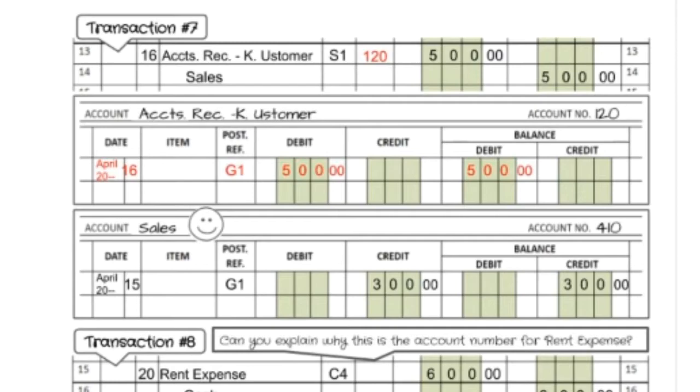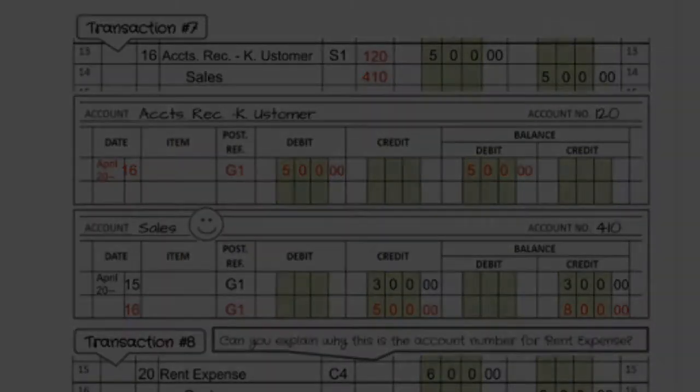to sales. So sales falls under owner's equity, and the business is smiling when it makes sales. So the normal balance side for sales is credit. So we'll copy our date, our post-ref G1, our $500 credit, and now we're adding it to sales we've already made. So $300 plus $500, $800 is now our current sales, and we will take our account number 410 and we'll put that back up in the post-ref column.